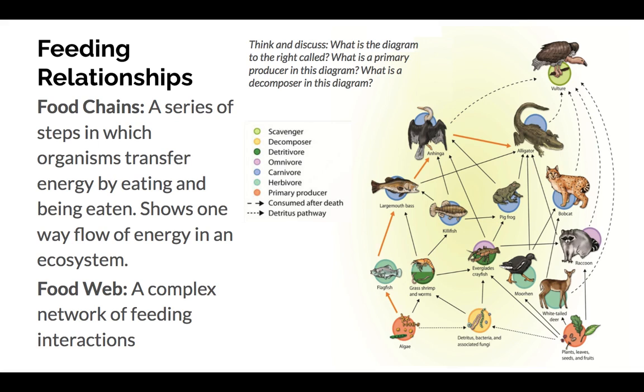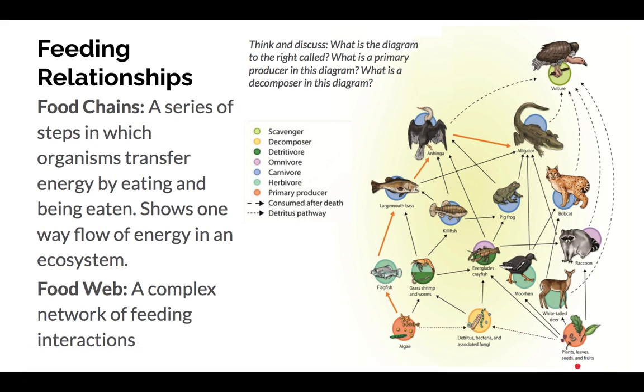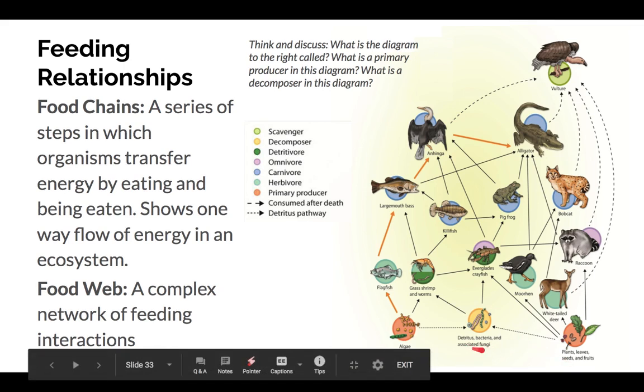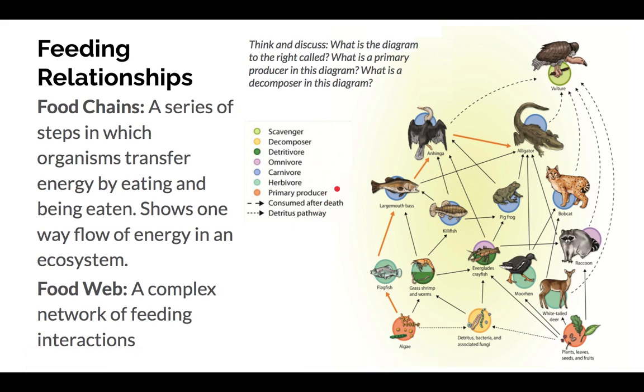What is a primary producer in this diagram, and what is a decomposer in this diagram? So you can pause here, kind of try to find the primary producer and decomposer. So the two primary producers shown, you have algae here, and you also have plants, leaves, seeds, fruits. And then the decomposer is here, bacteria and associated fungi. And if you look right here, this is a key kind of showing all of the arrows as well as the different levels of consumers.